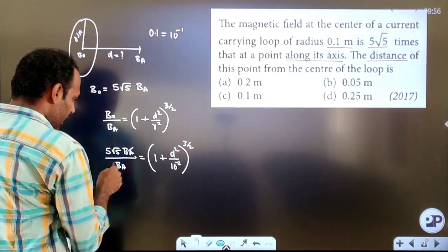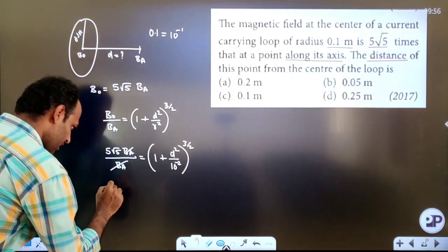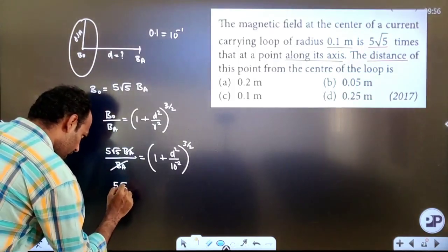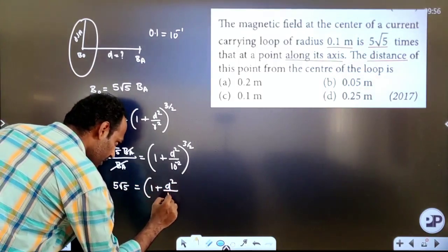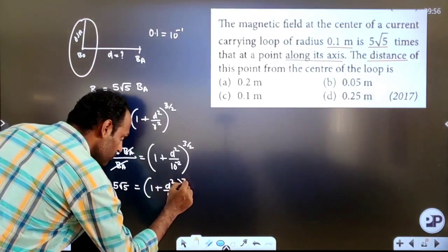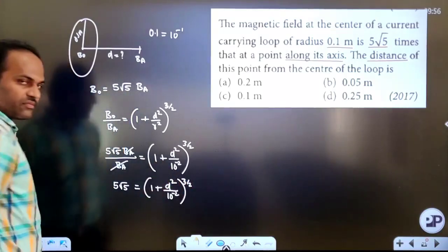Okay, so BA and BA will get cancelled. So what I will get? I will get 5 root 5 equal to (1 plus d square divided by 10 to the power minus 2) whole raised to 3 by 2. This much we have. Correct?